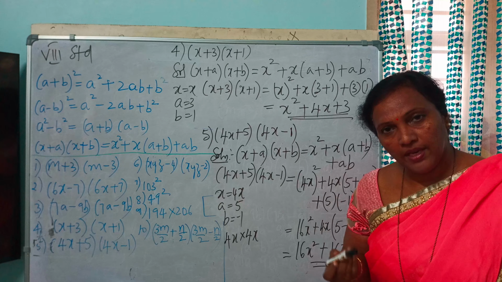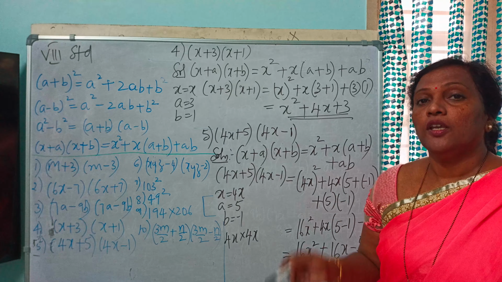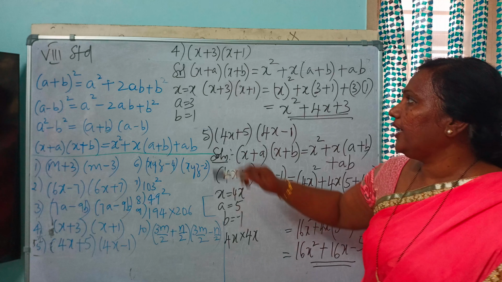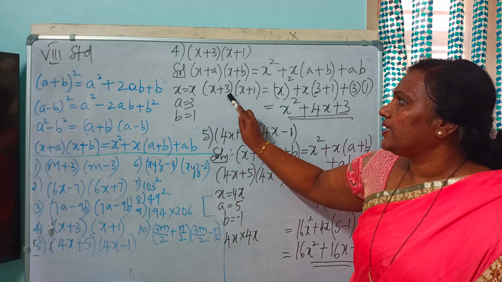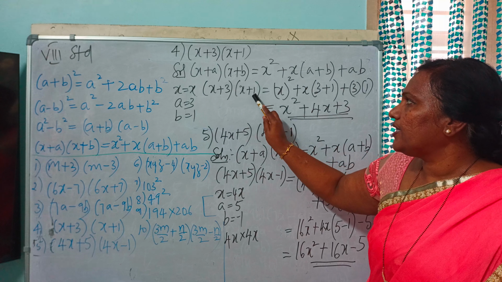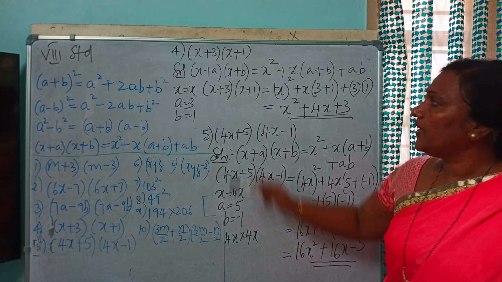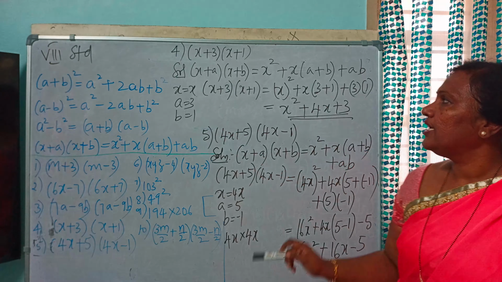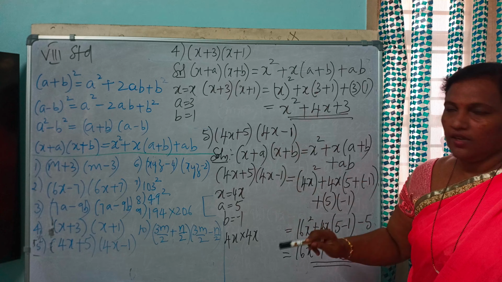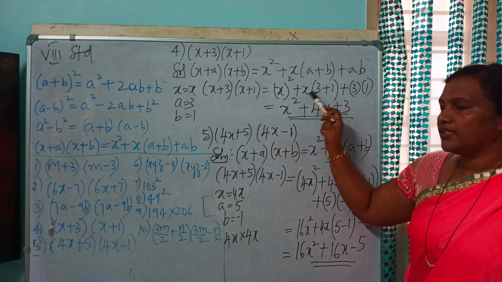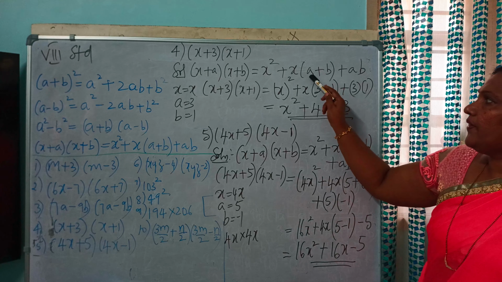After writing down the problem, what I have told you all? You have to compare and write what's in the place of x. X only. In the place of a it is 3. In the place of b it is 1. After comparing and writing like this, now you have to substitute. In the place of x it is x whole square. X only. But in the place of a it is 3 and in the place of b it is 1, plus as it is you have to write.